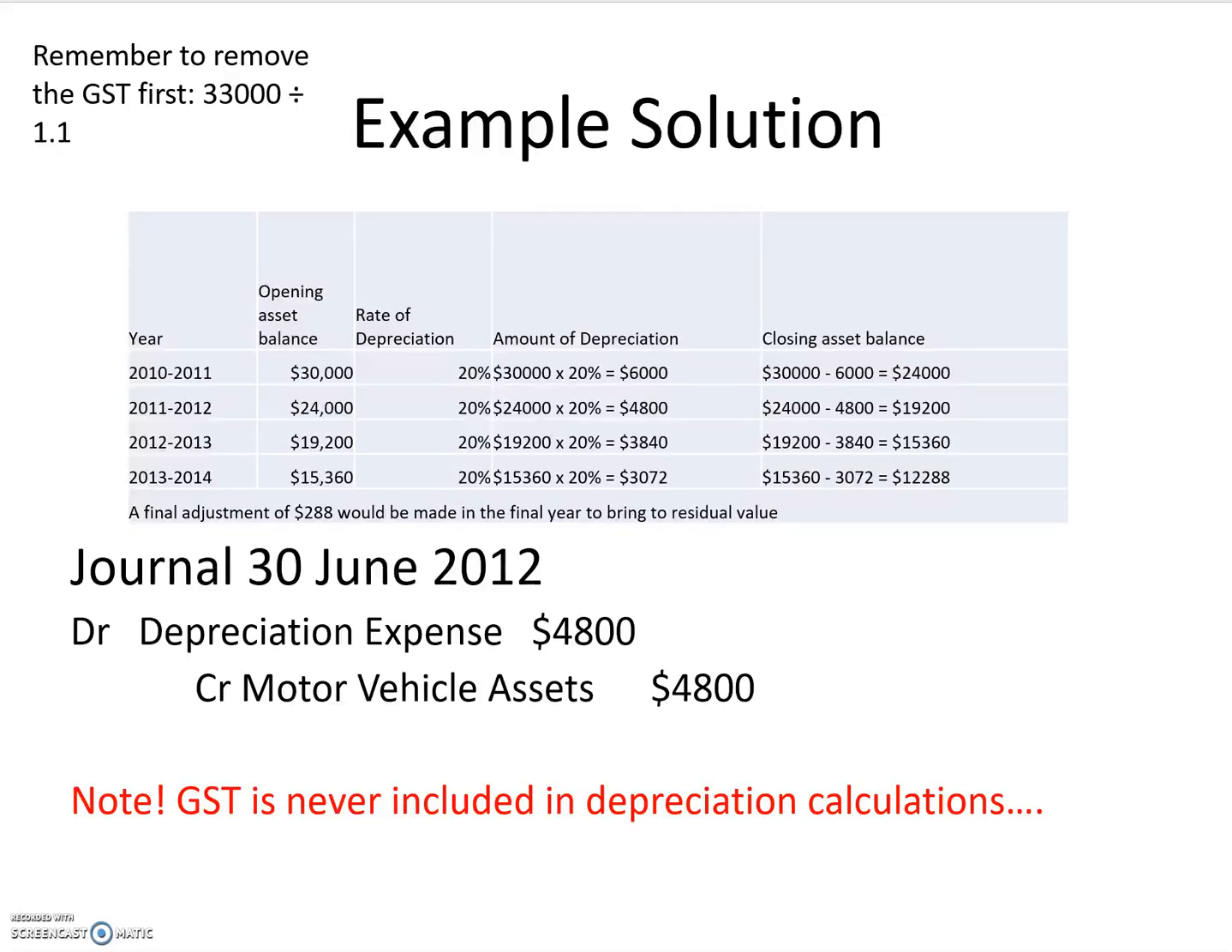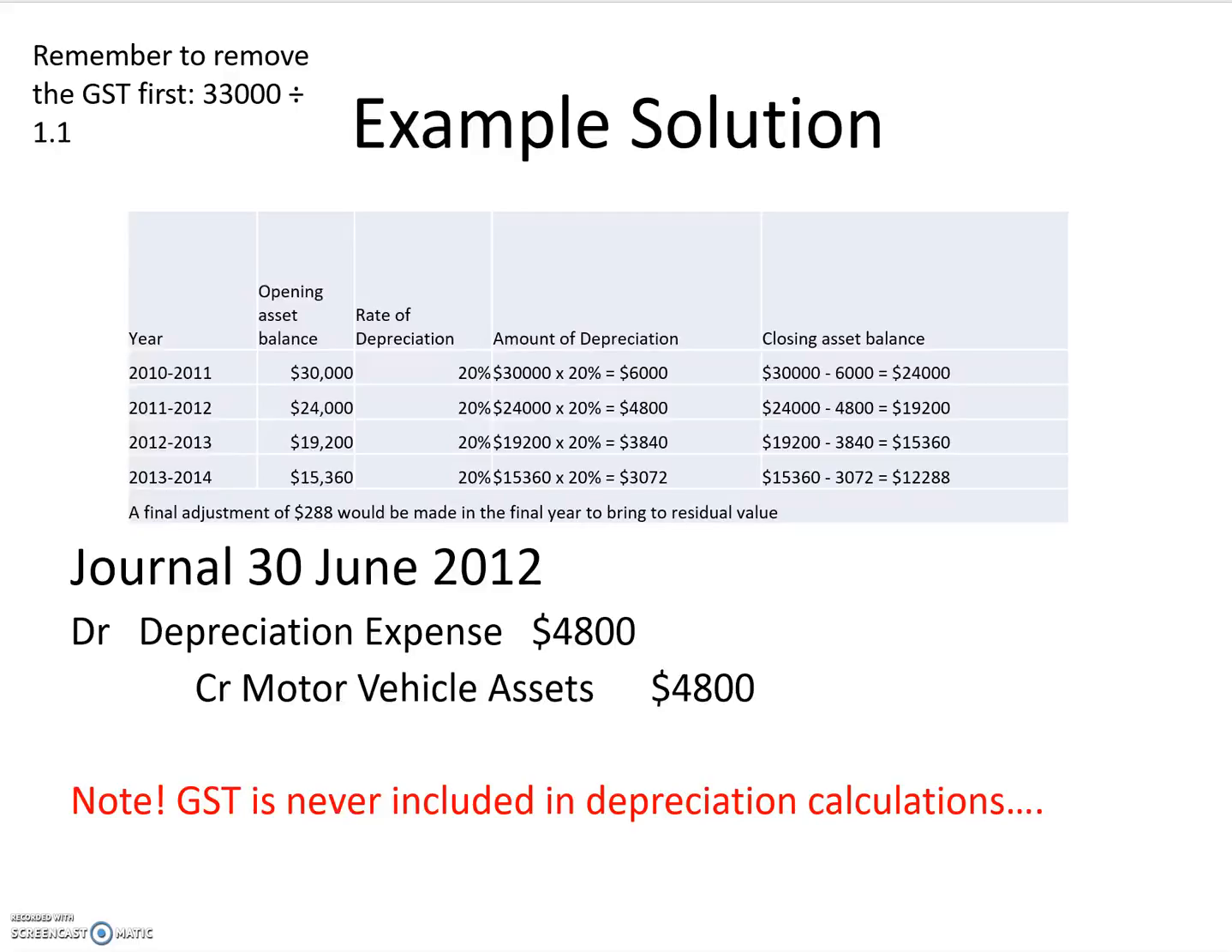So we've got the year, 2010-2011 financial year. The opening asset balance for the first one is what it cost us excluding GST. So that $33,000 minus the $3,000 gives us our opening asset balance of $30,000. Our rate of depreciation is 20%. So we work out 20% of $30,000, and that's going to be our amount of depreciation for that first year, $6,000. And our closing asset balance, also called diminished balance or reduced balance, is going to be the cost minus the $6,000. $24,000 is what we've got left there.